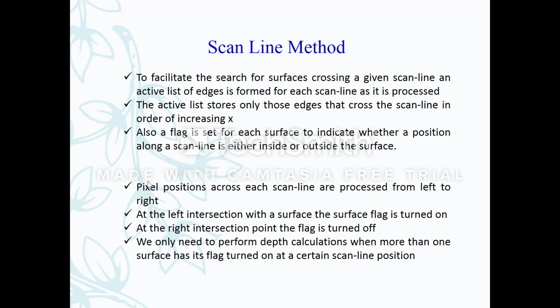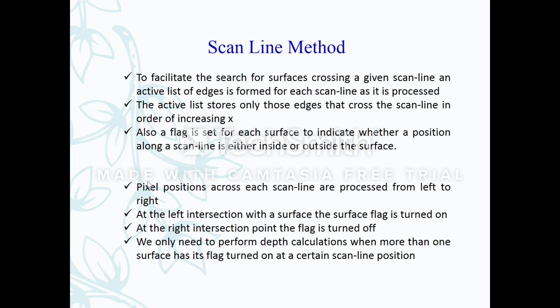To facilitate the search for surfaces crossing a given scanline, an active list of edges is formed for each scanline as it is processed. This active list stores only those edges that cross the scanline, in order of increasing x. A flag is also set for each surface to indicate whether a position along a scan line is inside or outside the surface.